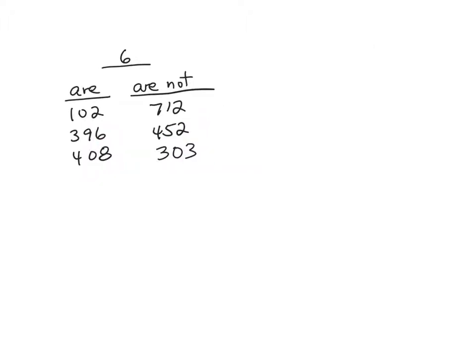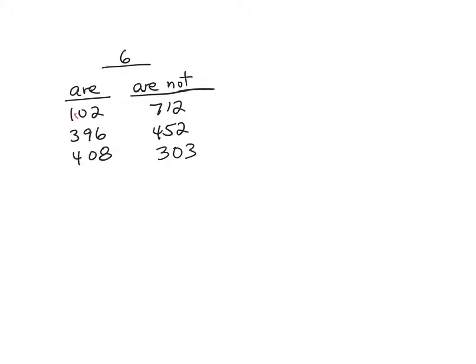Take a look at these two columns for the divisibility rule of 6. And once again, do you see anything that's common with the ones to the left and not the ones to the right? First of all, notice that the ones to the left are all even numbers. So, in order to be divisible by 6, one thing that has to be true is that the numbers have to be even.